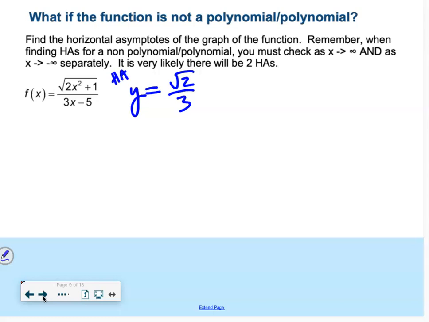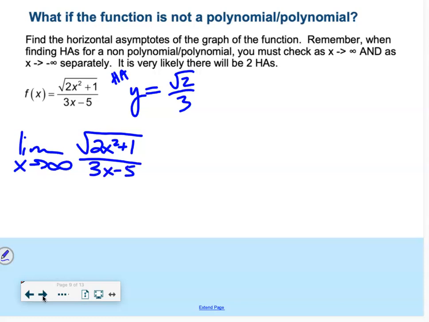Okay, mulling time's over. Let's walk through the math behind this. I'm going to do the limit as x approaches infinity of the square root of 2x squared plus 1 over 3x minus 5. I get how she got it. When you are approaching infinity, the non-leading terms are totally irrelevant. They have no say on what happens with this function as a whole. So you are absolutely mathematically within your rights to drop them.